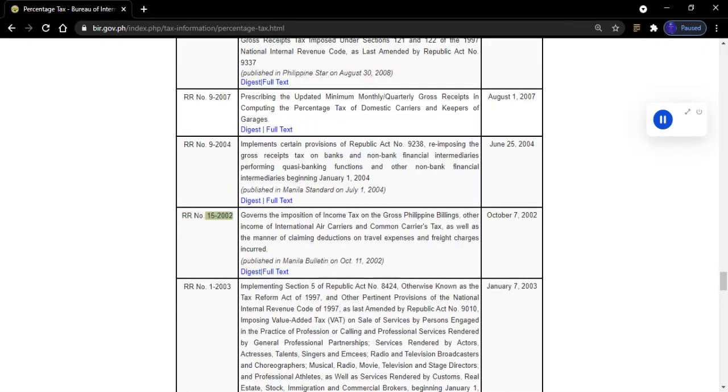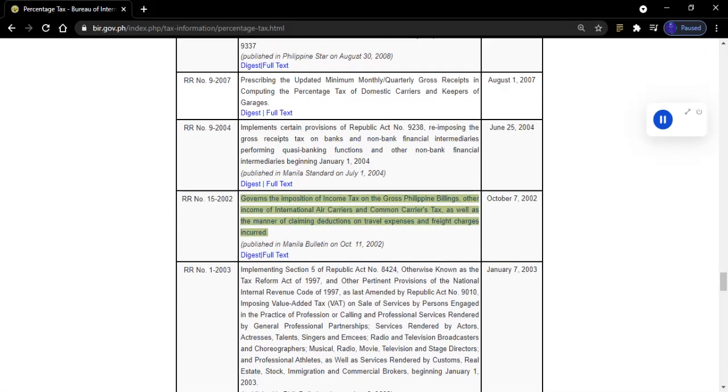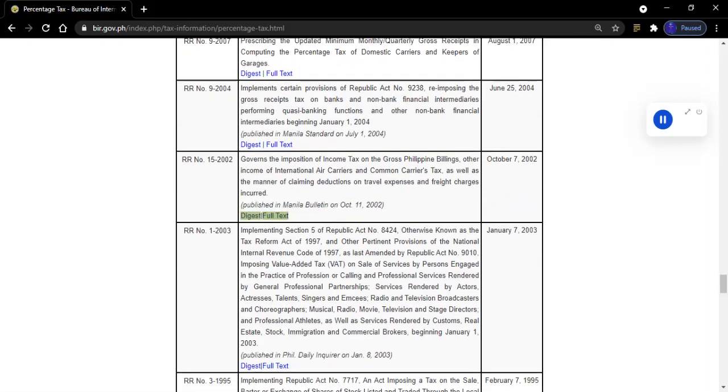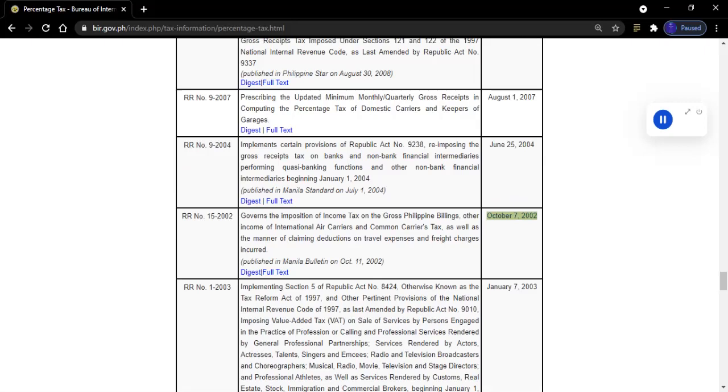RR no. 15-2002. Governs the imposition of income tax on the gross Philippine billings, other income of international air carriers and common carriers tax, as well as the manner of claiming deductions on travel expenses and freight charges incurred. Published in Manila Bulletin on October 11, 2002. Digest, full text. October 7, 2002.